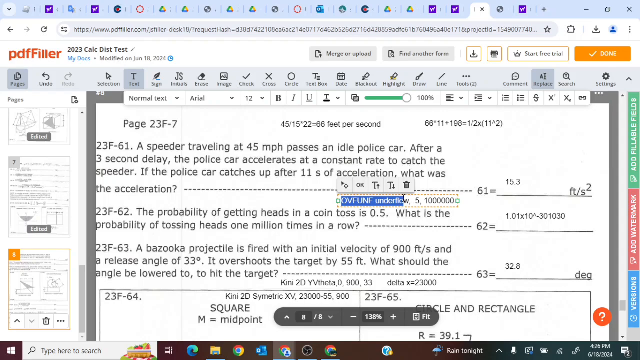62, this is the under or overflow problem. In this case, it is an extremely rare occurrence, so it is an underflow. Their number is 0.5, and your exponent is 1 million. You do that, you get this value right here.